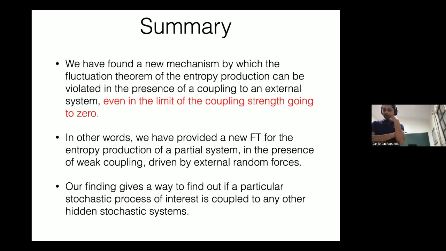What I have shown you is that there's a mechanism by which the fluctuation theorem of entropy production can be violated in the presence of coupling to an external system, even in the limit when you take the coupling coefficient going to 0. Either you can call it violated, or you can call it a new fluctuation theorem, but it's just a term.